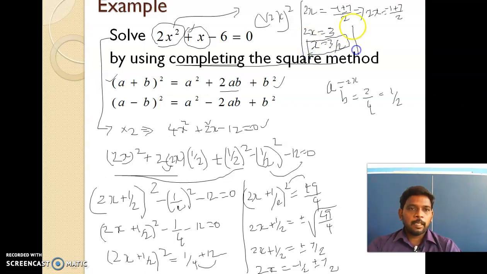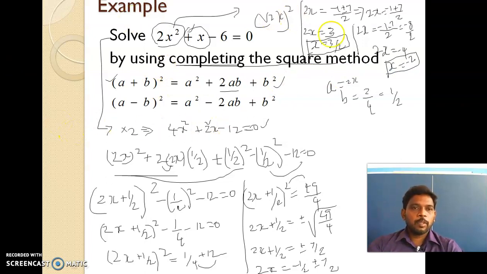And next, 2x equals, here for the negative one, instead of plus write minus, so minus 7/2, so equals minus 1 minus 7, minus 8 by 2, so minus 8/2. Therefore 2x equals minus 8/2, which is nothing but minus 4, therefore x equals, when we divide by 2 we get minus 2. So x equals 3/2 and x equals minus 2 are the solutions of this quadratic equation.